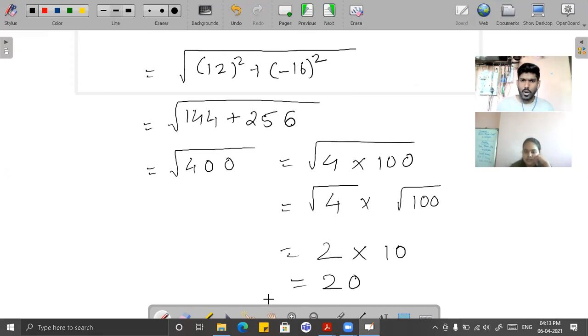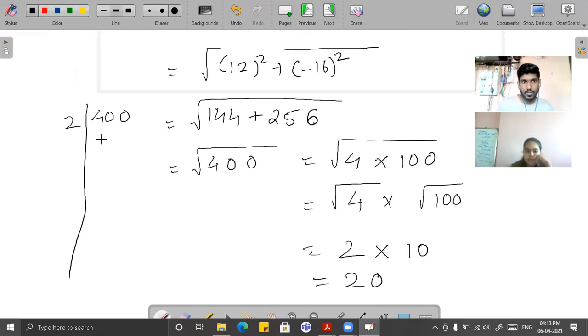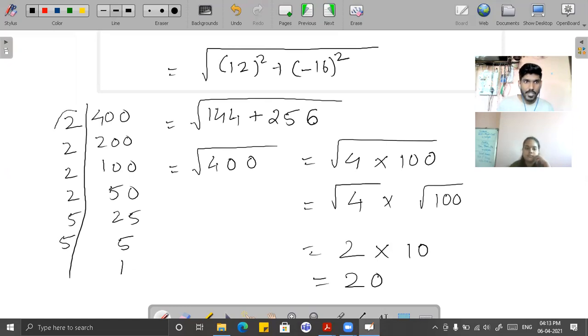This is one way of doing it, or you could even find out the square root by the direct prime factor method. This method also you can use. We'll get the same answer. So I'll do this also and see. Tell me the numbers here. 200. Correct. Then 100. Then 50. Then 25. Now you'll take 5, 5 and last 5 ones.